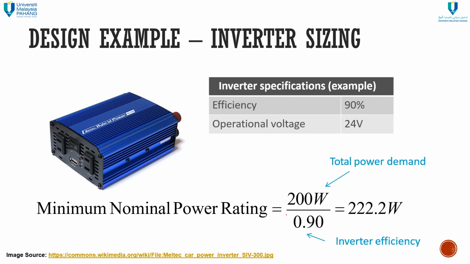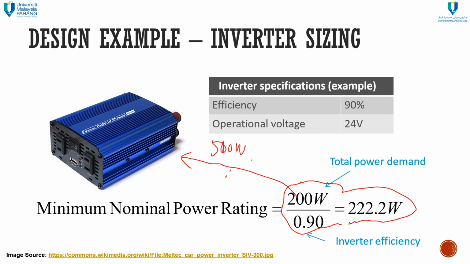Then the minimum nominal power rating: total power demand is 200 watt divided by 0.9 inverter efficiency. This is coming from before. Then you get the total watts, because the rating of the inverter is in watts, for example 500 watt, 1 kilowatt, 5 kilowatt, even 8 kilowatt.